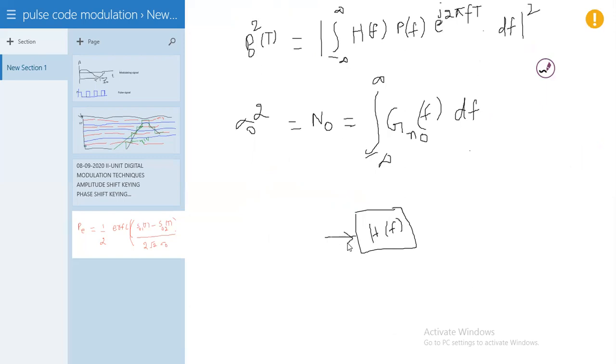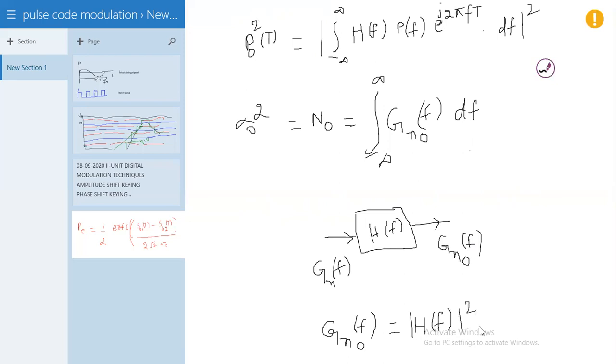The input noise has power spectral density Gn(f), and Gn0(f) is the output power spectral density of the noise. Then the relationship between these two is Gn0(f) equals the magnitude of the transfer function H(f) whole square, times Gn(f). This is one of the important relations we can remember. So this is the formula for calculating noise power, and the output power spectral density is related to the input power spectral density by using this formula.